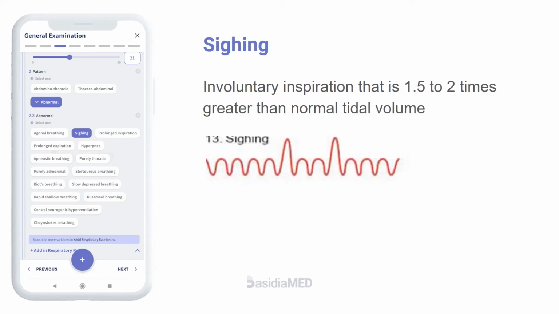Sighing is an involuntary inspiration that is 1.5 to 2 times greater than normal tidal volume. Sighing breathing is observed in subjects suffering from anxiety, with no observed organic pathology.